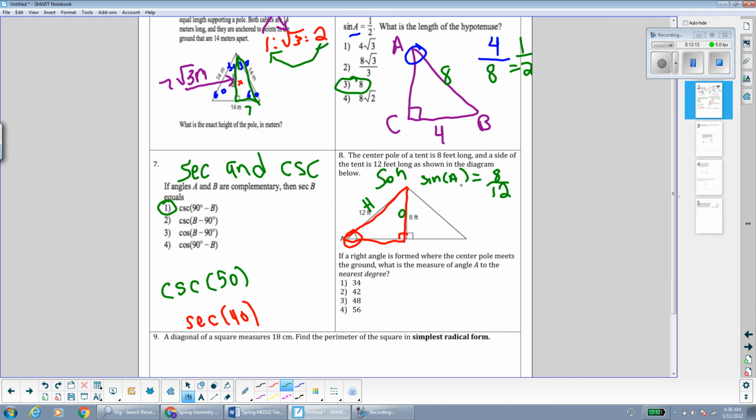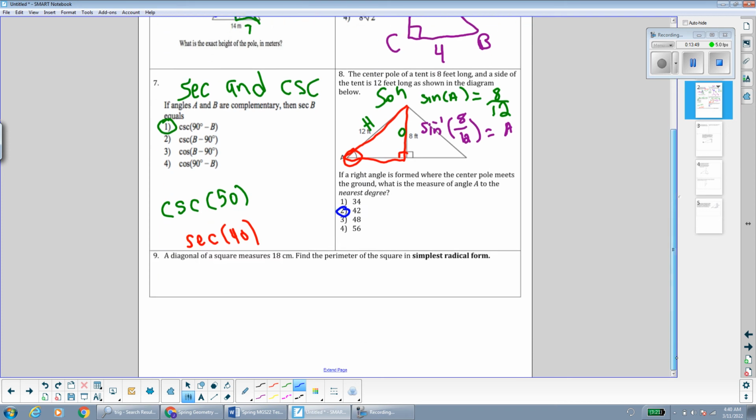We need to figure out what angle A is, and notice how it's trapped inside the sine function. So in order to get it out, we need to undo sine, and we do that with inverse trig. Anytime you're solving for an angle, inverse trig is how you're going to solve. So we do sine inverse of 8 over 12 is equal to angle A. And if you type this into your calculator, I get approximately 42 degrees.